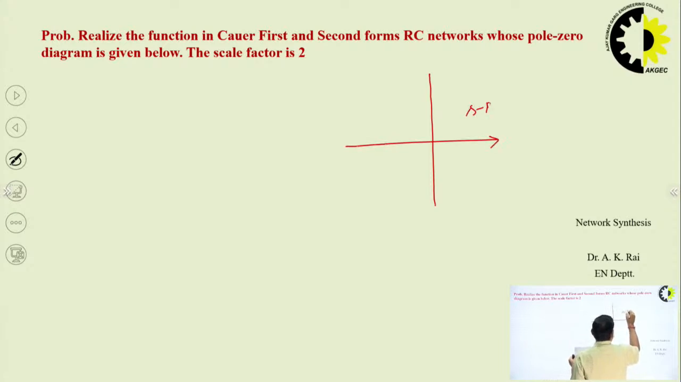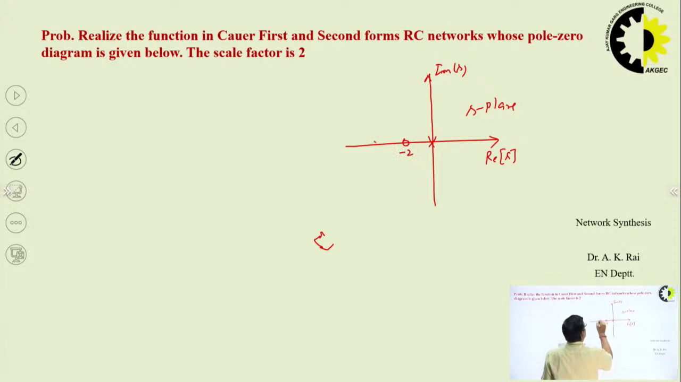This is your S plane, this is your real S, this is your imaginary S, and we have a pole at the origin, then we have zeros at -2, -3, and then 5. So, this much is given: the S plane and the pole-zero diagram.